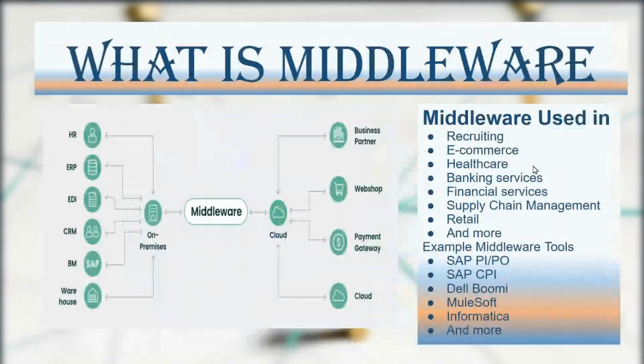Okay, the next is middleware. We already discussed connecting ERP systems to online applications. Like this, we can connect business partners to ERP systems, payment gateways to ERP systems, and cloud to ERP systems. Middleware is used in different types of industries: recruiting, e-commerce, healthcare, banking services, financial services, and so on. Example middleware tools in the market are SAP PI/PO, CPI, Dell Boomi, MuleSoft, Informatica, SnapLogic and many more. But our main focus is on CPI. Okay, this is about middleware.